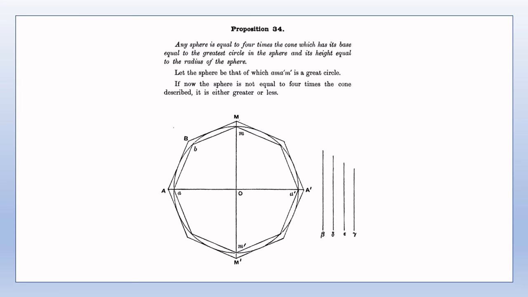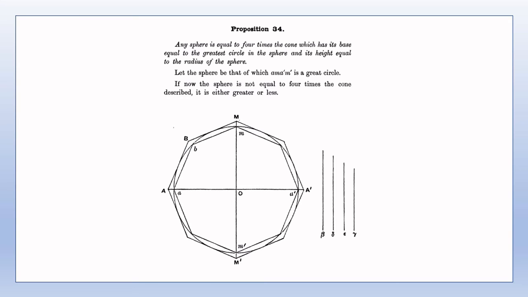The statement of proposition 34 says that any sphere is equal to 4 times the cone which has its base equal to the greatest circle in the sphere and its height equal to the radius of the sphere. However, it may be noteworthy that what is shown in this proof is that any sphere is equal to the cone with base equal to 4 times the greatest circle in the sphere and with height equal to the radius of the sphere. This is the cone V which is constructed.